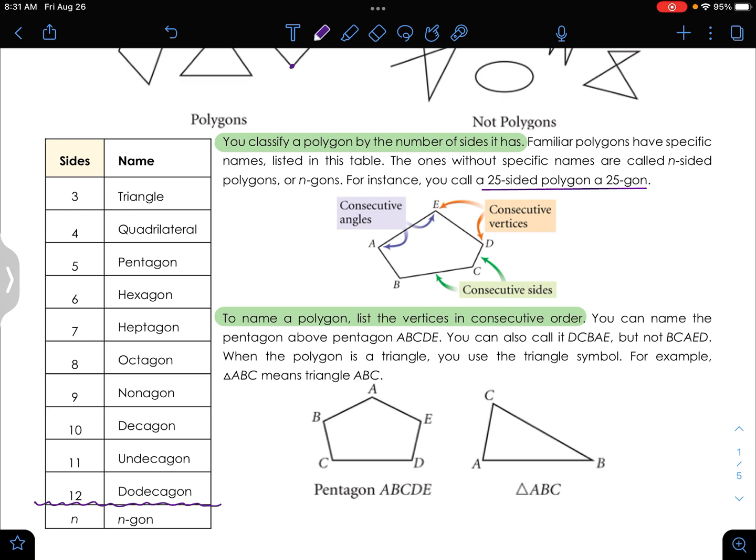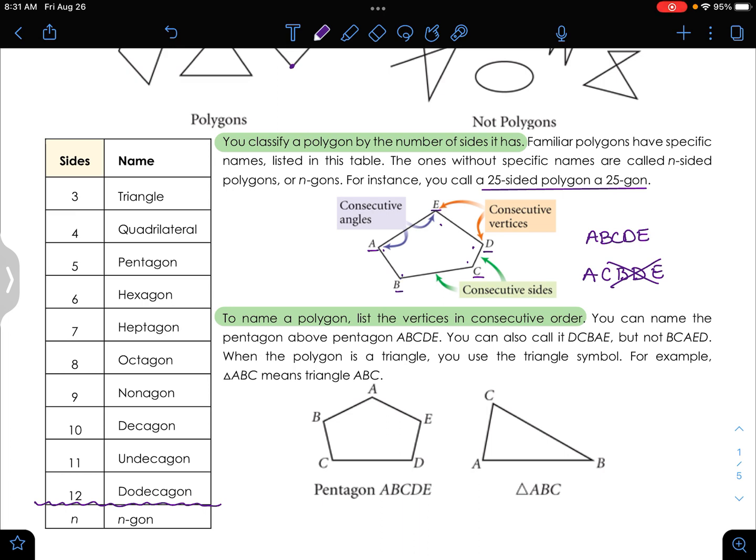Looking at this polygon here, we would call this polygon A, B, C, D, E. Typically, you're going to want to name these polygons by naming consecutive angles. A, B, C, D, E. Consecutive angles and consecutive vertices mean that they go in order. You would not want to say A, C, B, D, E. That jumps around. They are not in consecutive order.